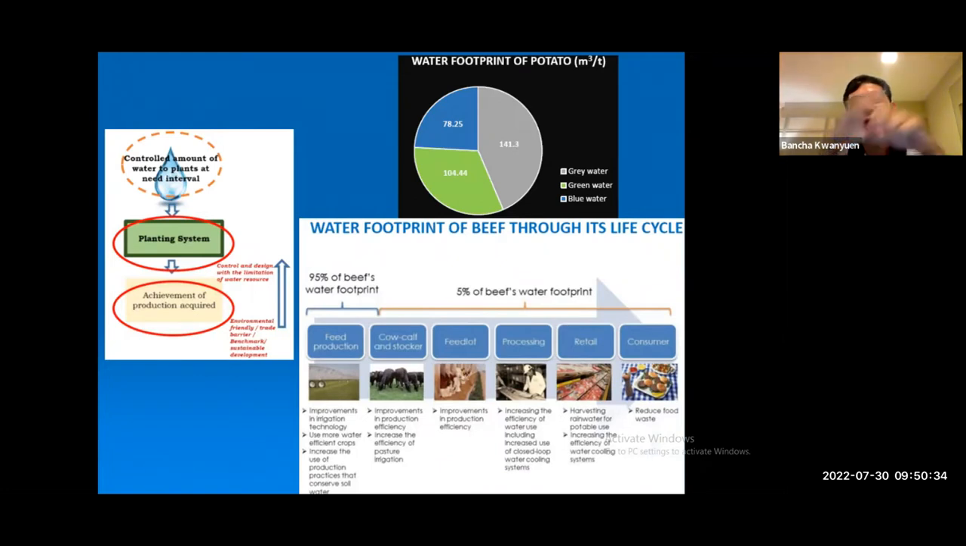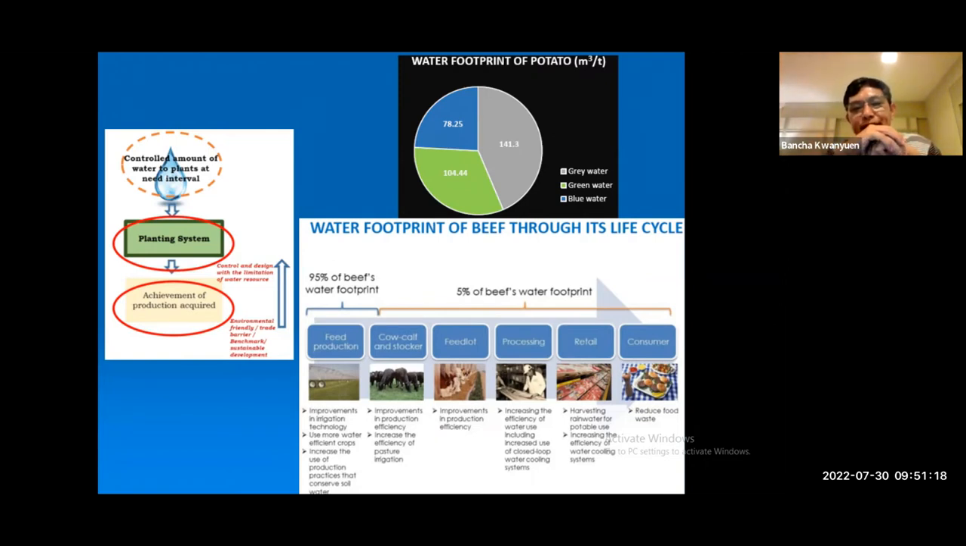This is the water footprint of each product. On the top, we talk about potato. For potato, you have 104 cubic meters per ton of green water, 78 cubic meters per ton of blue water, and about 141 for gray water. That means a lot of waste is coming out that you have to take care of.